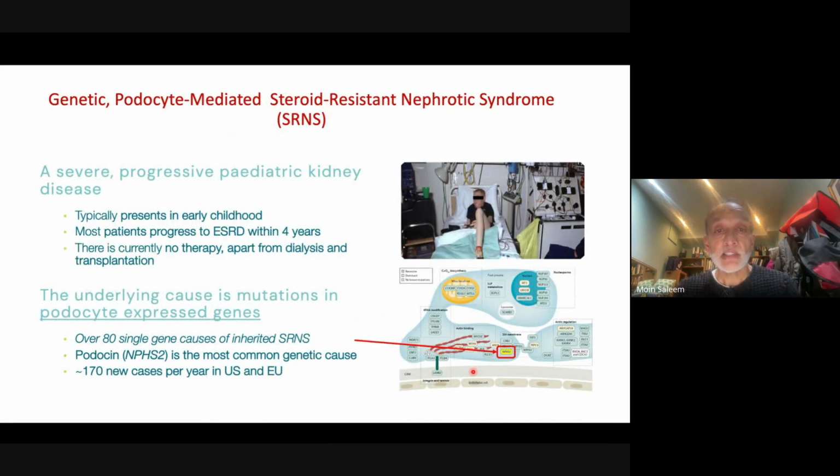And this is the sort of clinical phenotype you get in these patients. It's severe, it's progressive, it usually presents in childhood, usually early childhood. Most patients will progress to renal failure within 4 years, and there's no therapy apart from dialysis and transplantation. And the underlying cause is mutations in these podocyte expressed genes. As I've already mentioned, there's over 80 of these, and podocin is the most common cause. These are still rare. So in the US or in the EU, there are under 200 new cases per year, but there's still a significant problem, particularly in pediatric nephrology practice.